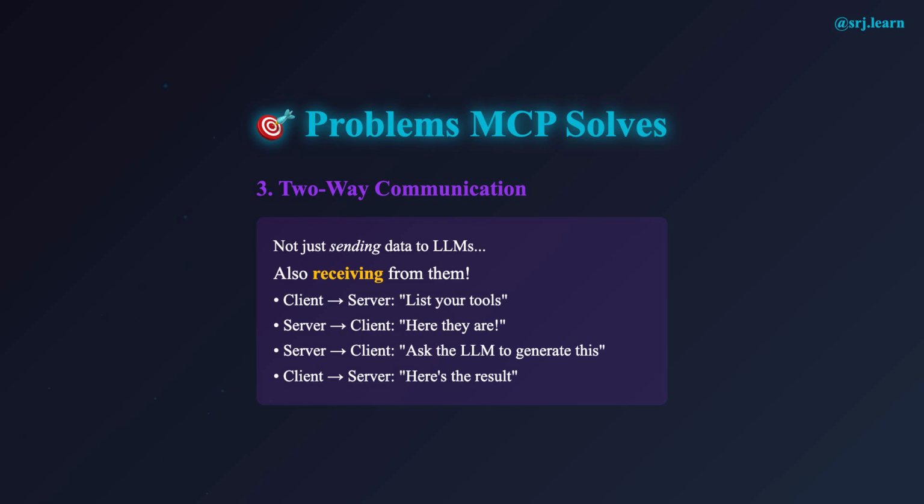Client asks server to list tools, server responds with the list. Client calls a tool, server returns the result. This bidirectional flow enables autonomous agent behavior.